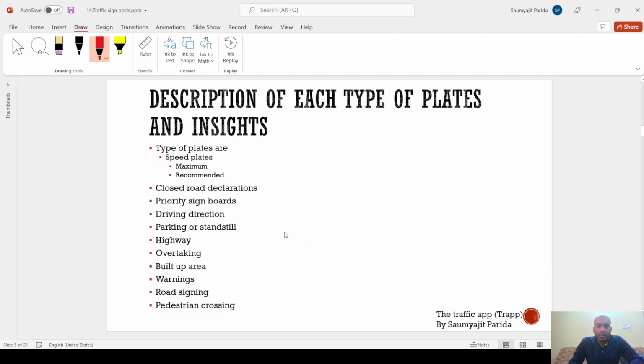Okay, types of plates. These are the different types of plates. For example, there are speed plates, and within the speed plates there is the maximum speed limit plate and the recommended speed limit plate. We have plates for closed road declarations, priority signboards, driving directions, parking or standstill, highway boards, overtaking, overtaking restrictions, built-up area signboards, warning signboards, road signing signboards, and pedestrian crossing signboards. We'll be discussing each type.